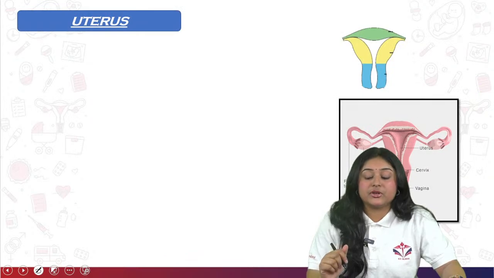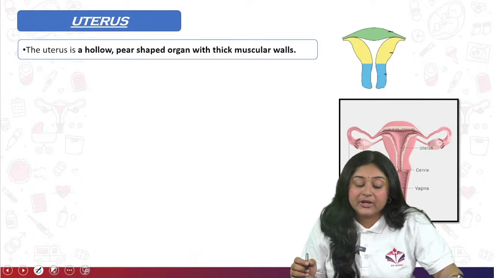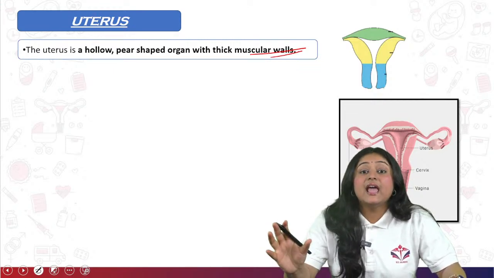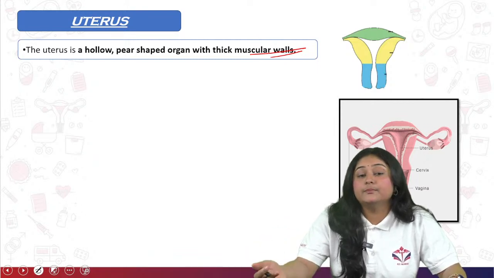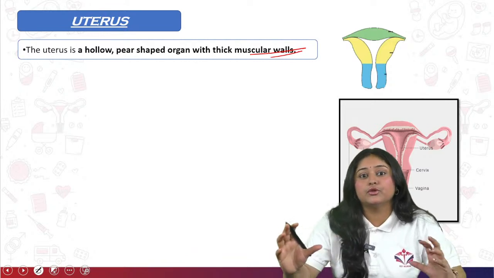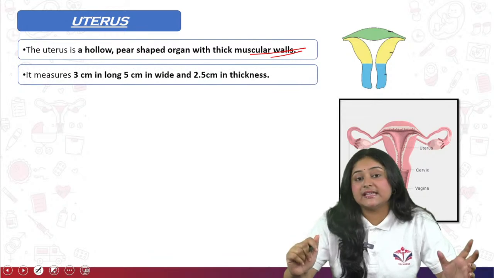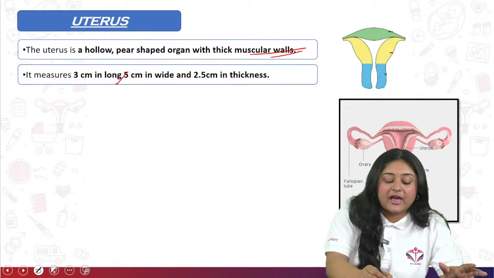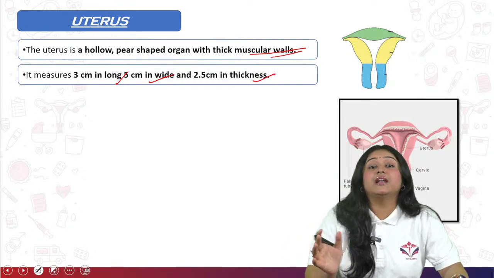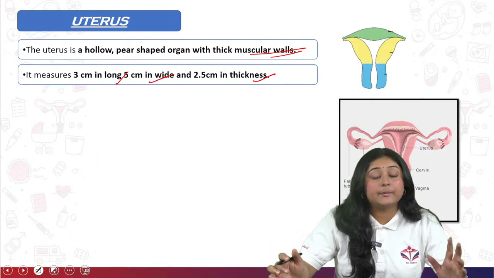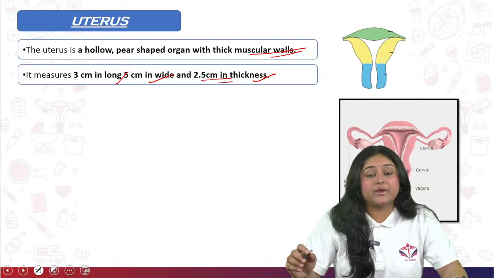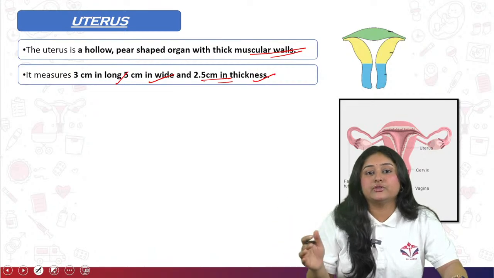So now come to the uterus. The uterus is a hollow and pear-shaped organ with thick muscular walls. It's a hollow shaped organ. After implantation, it becomes a pear-shaped structure. So day by day, the shape of the uterus is going to change because it's hollow. Next, it measures 3 centimeters in length, 5 centimeters in width and 2.5 centimeters in thickness. So after conceiving the pregnancy, what happens is that the length as well as the width elongate, but the thickness is going to be reduced because the muscular layer becomes thinner.